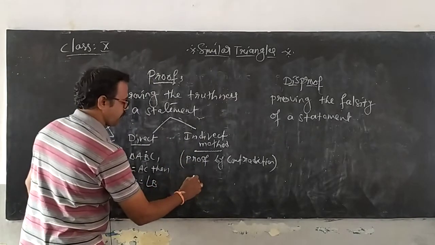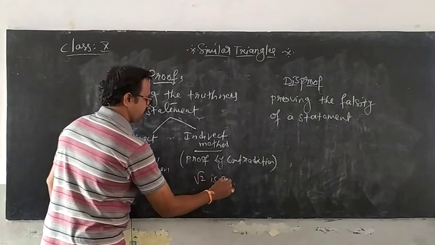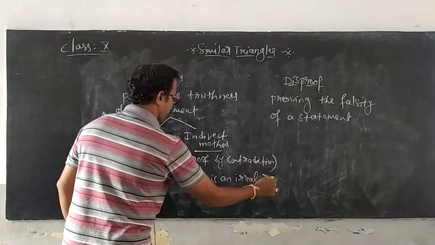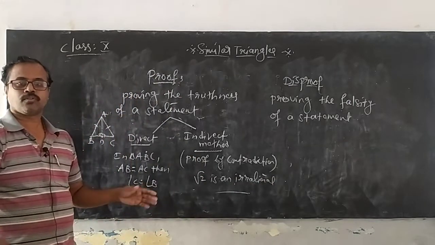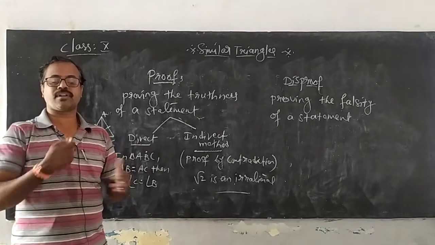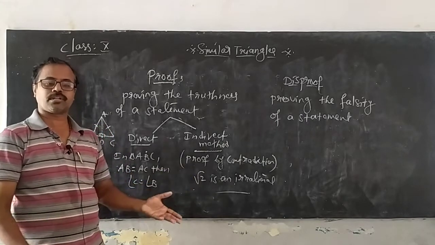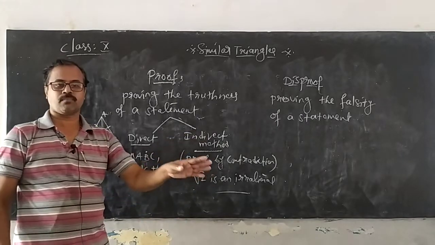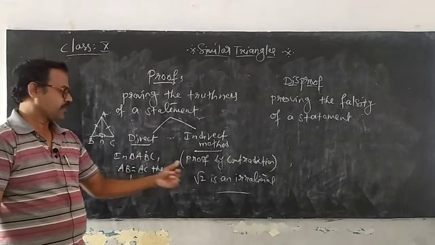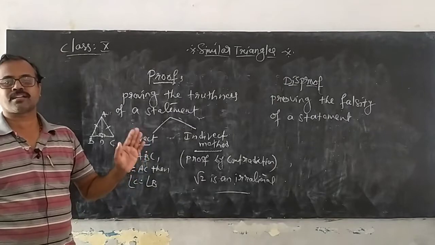Here if we take an example, root 2 is an irrational number. So how do you prove that? You say that root 2 is not an irrational number, and at last what do you write? Our assumption is false. It is a contradiction. Therefore, root 2 is an irrational number, isn't it? So this method of proving is called indirect proof, and the other method is called direct proof.